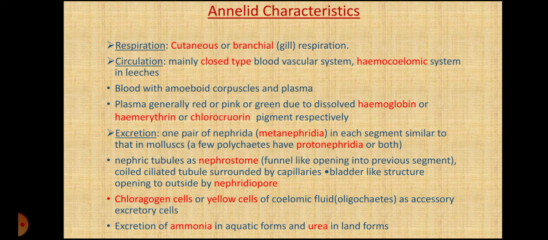Then we talk about the other characteristics like respiration. The respiration is of two types, the cutaneous respiration as well as the branchial respiration. The cutaneous respiration occurs through the general body surface or through the skin. The branchial respiration occurs through the gills.